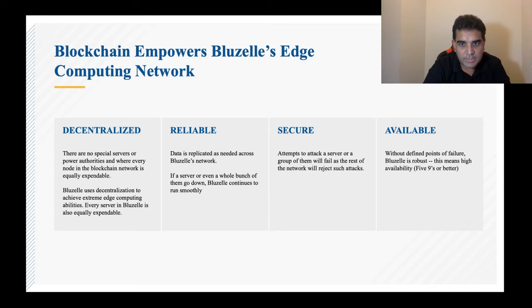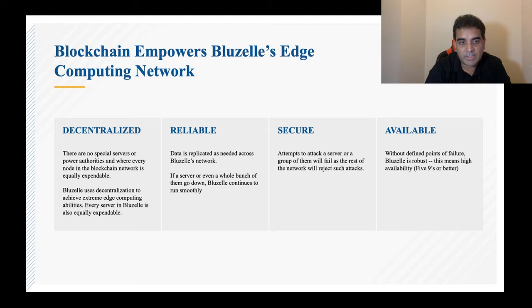So let's start with decentralization. That's one of the key aspects of blockchain. It's one of the main aspects that makes blockchain so interesting, is that there are no special servers, there are no power authorities that power the network. Every single node in a blockchain network is expendable. What does that mean? It means that unlike traditional servers or networks where if a single server goes down, typically you could have a problem, with a blockchain, these nodes are more or less equal. If one of them goes down, the rest of them pick up the slack, and new nodes can join, nodes can disappear, it doesn't matter, they're all expendable.